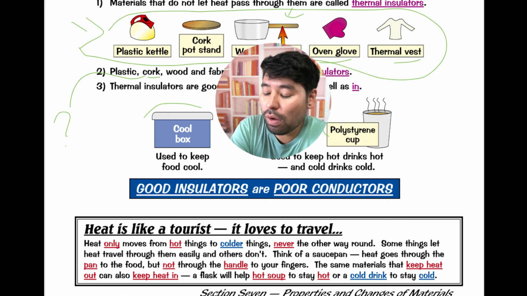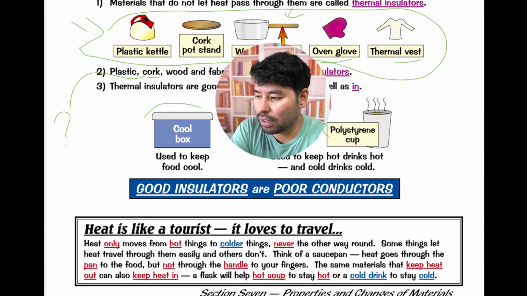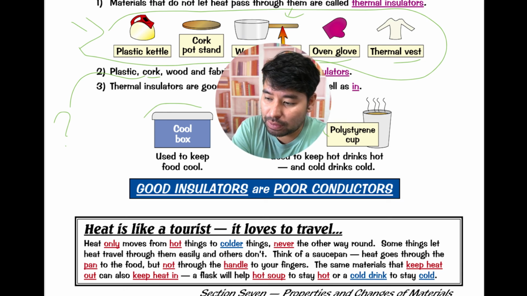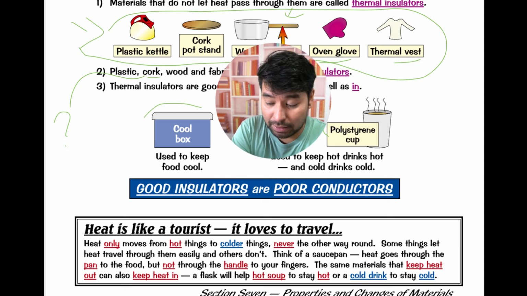So heat only moves from hot things to colder things, never the other way around. Some things let heat travel through them easily and others don't. Think of a saucepan. Heat goes through the pan to the food, but not through the handle to your fingers. The same materials that keep heat out can also keep heat in. A flask will help hot soup to stay hot or a cold drink to stay cold.